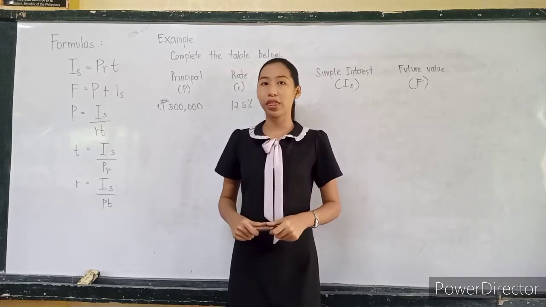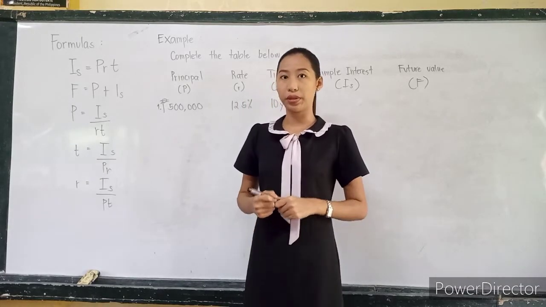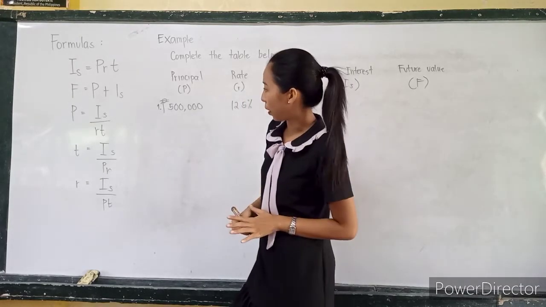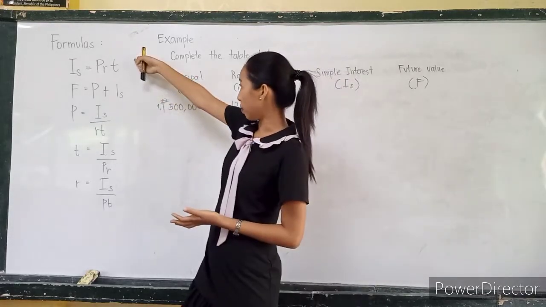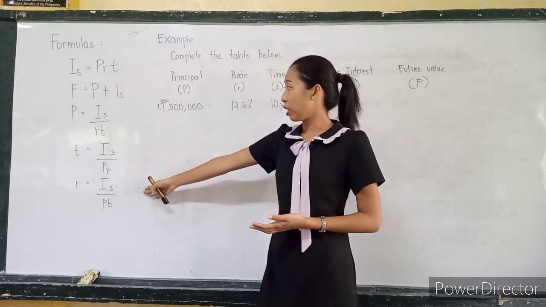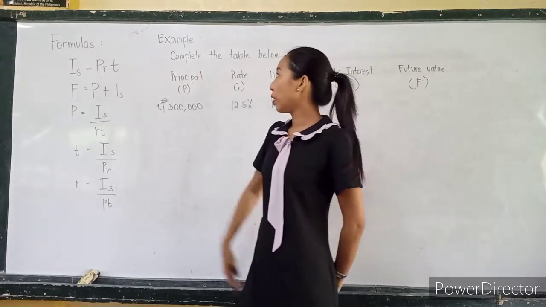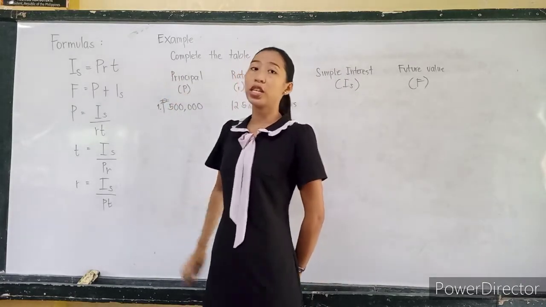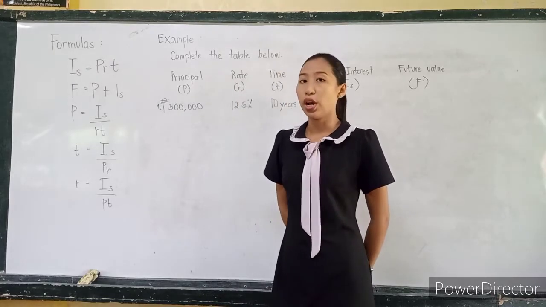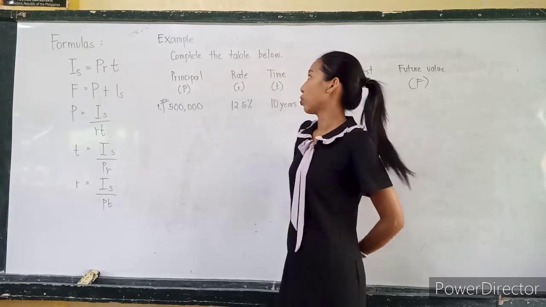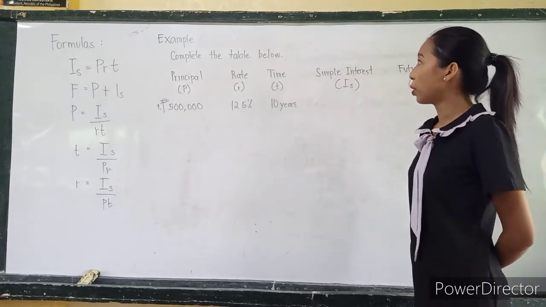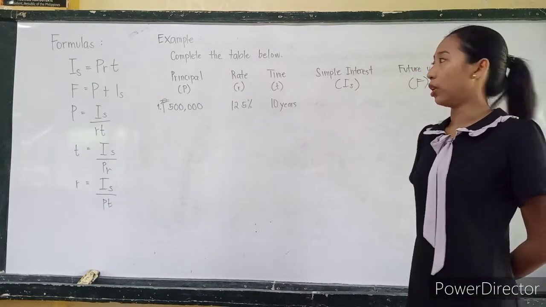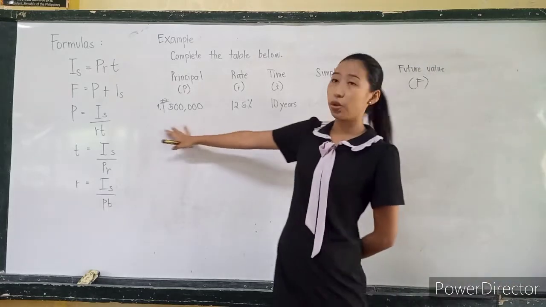In dealing with simple interest, we are going to have five or more formulas, which you can see here on my right side. We are going to apply all these formulas in order for us to answer our 5 problems. So here we have example number 1. Today we are going to try and complete the table. What you can see, I only showed you 1.